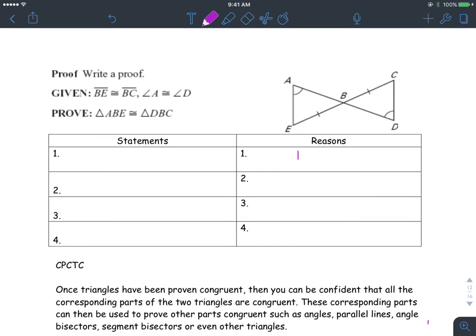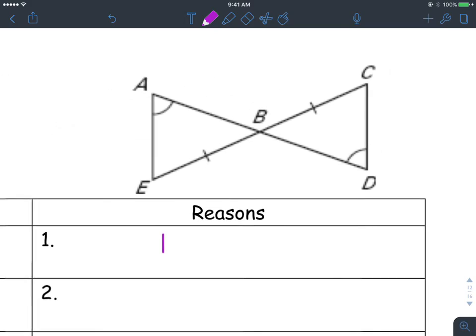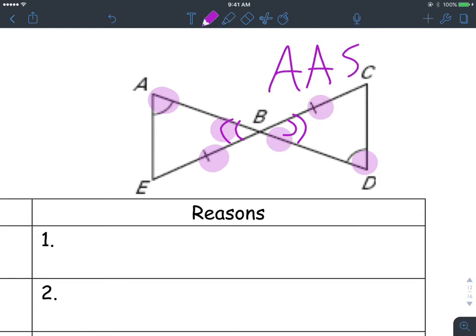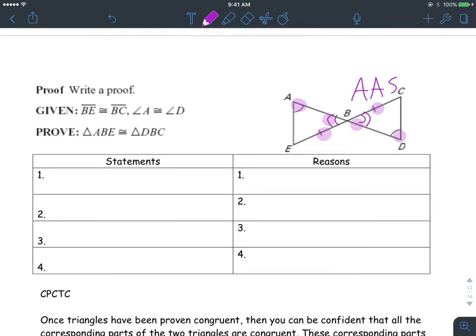Okay, let's see what's going on here with this one. Write a proof. BE, this is already marked for us, is congruent to BC. And then angle A is congruent to angle D. All right, and then prove that the triangles are congruent. So they actually didn't write out all of the statements here. Notice here you got some congruent angles going on there because those are vertical. And then once you have that, you got angle, angle, side going on right there.